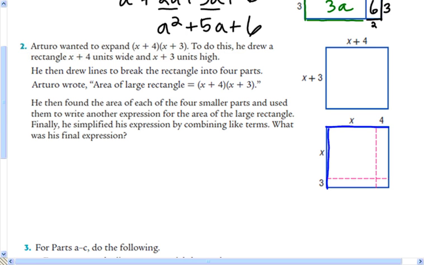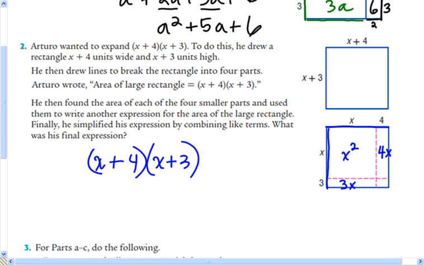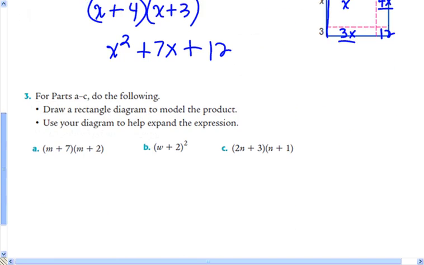So our original expression, just using the length and width, is this. And if we find each of the parts there, this part is x times x. This part is 4 by x. This part is 3 by x. This little piece is 3 by 4, which is 12. And then those two terms we can combine, 3x, 4x, when we add it up, we get x squared plus 7x plus 12. Okay? All right.